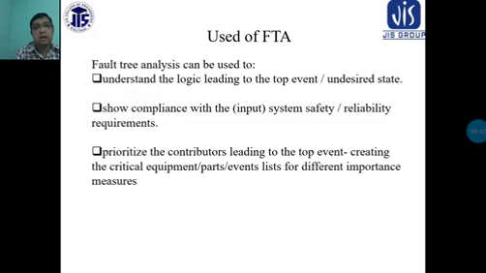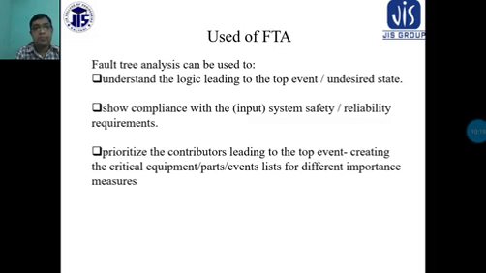Another use is to show compliance with the system safety reliability requirements, meaning you have to comply in different cases so that the input data is given properly and safely. In every industry, the first consideration is personal safety, because if you are not safe, you cannot work properly. Your whole system would collapse if it is not satisfactory for safety jobs. That is showing compliance with the system safety reliability requirements.